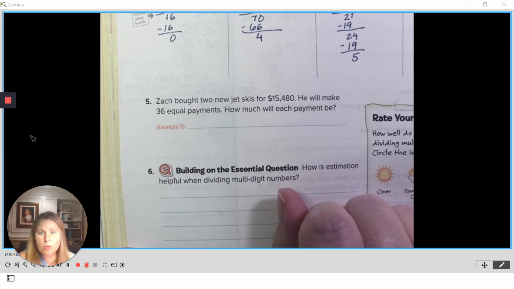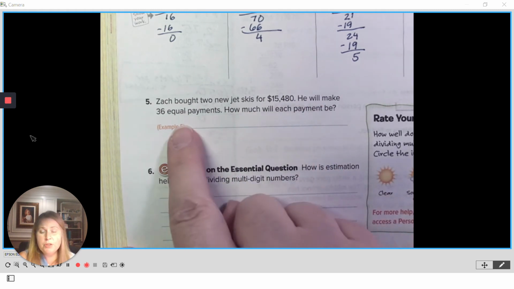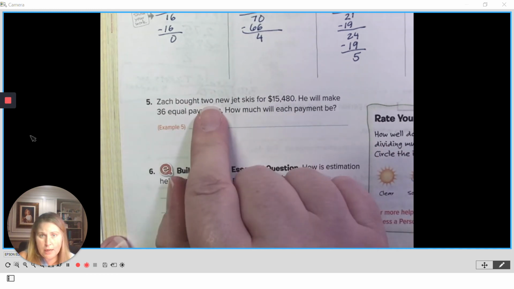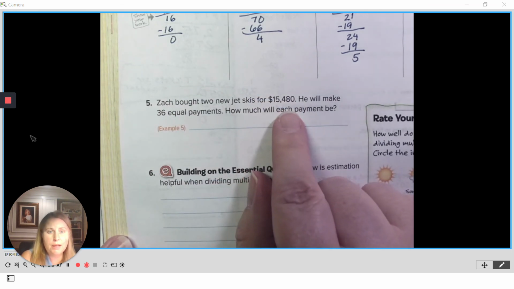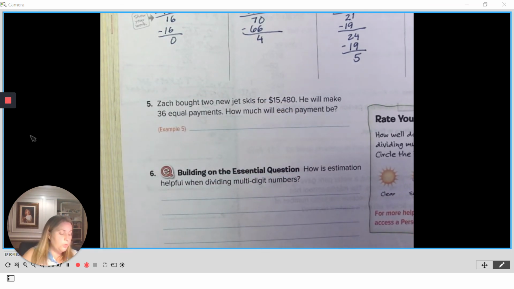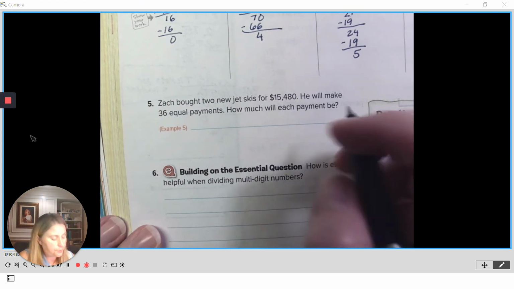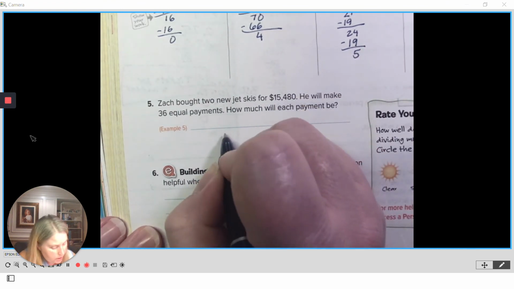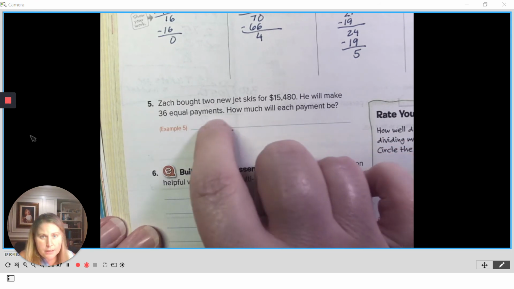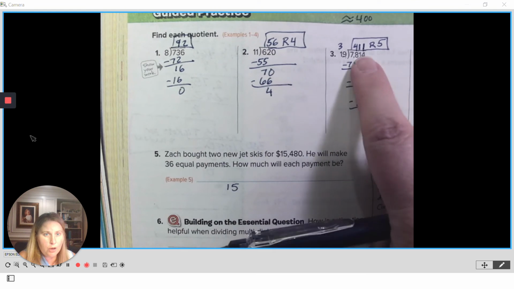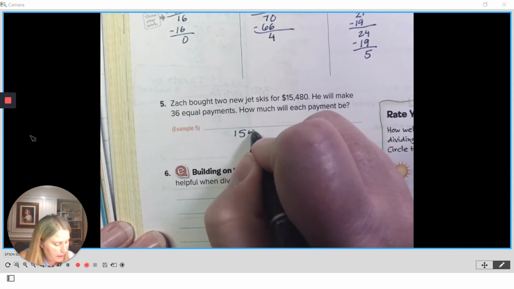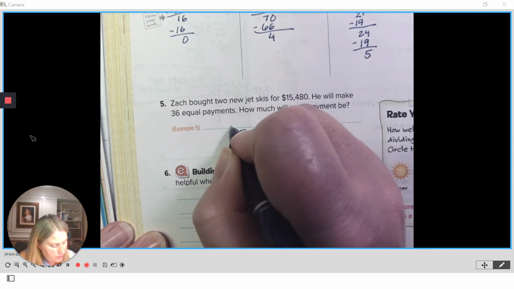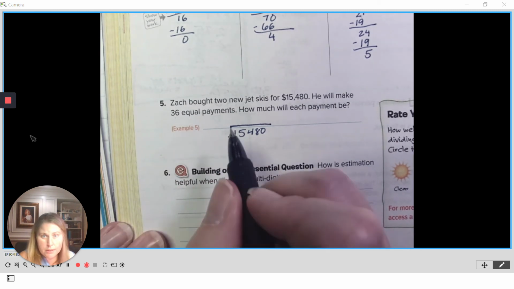He will make 36 equal payments. How much will each payment be? So it's just the $15,480 divided by 36. Okay, the 2 does actually not come into play here. It just tells us how many items he bought with his $15,480. So it's a long division problem. And let's see if we can fit this right here. I always like to leave a little blank space because remember, we're going to have our answer above the dividend there. So 15,480 is our dividend, that's being divided by 36.